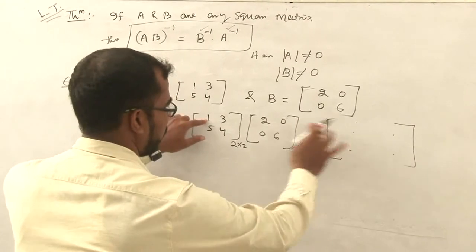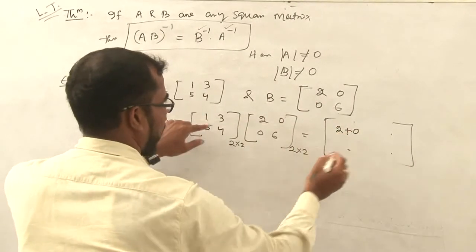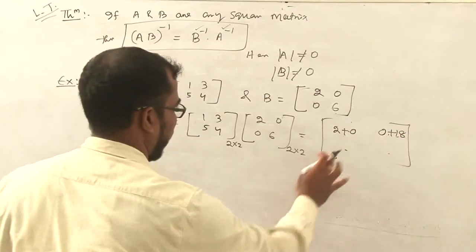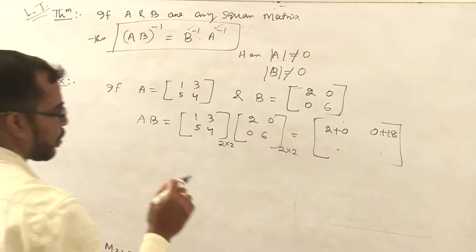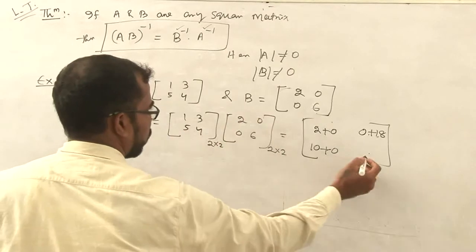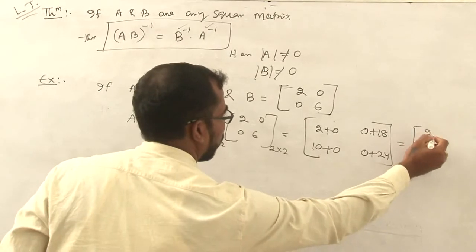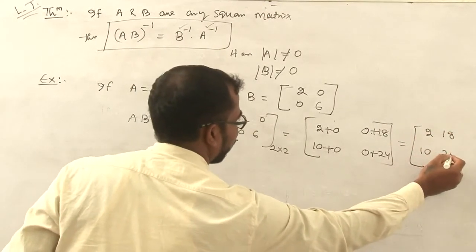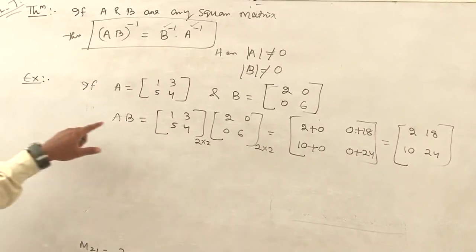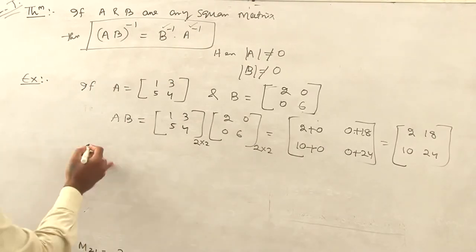First is 1 1, that is first row, first column. That is 1 into 2, 2 plus 0. Similarly 1 2 this means 0 plus 18, and it is 2 1 second row first column, 10 plus 0, and the last one 2 2, 0 plus 24. Okay, so that is equal to 2, 18, 10, 24. Okay, so first we have to evaluate AB, then minor and cofactor of AB.